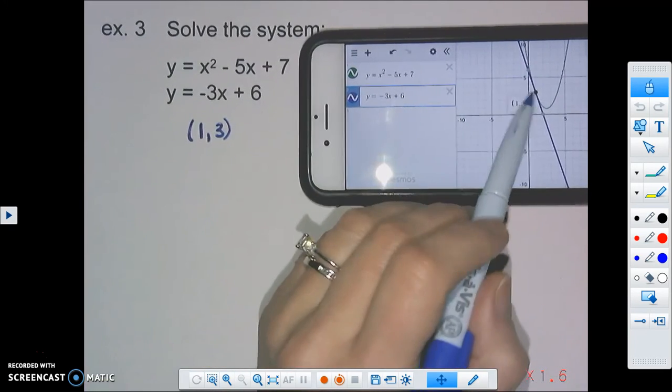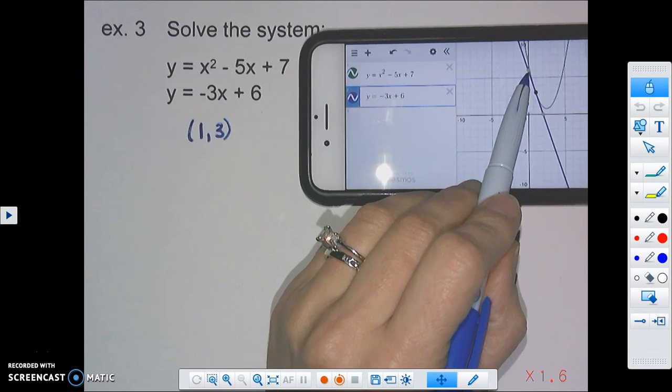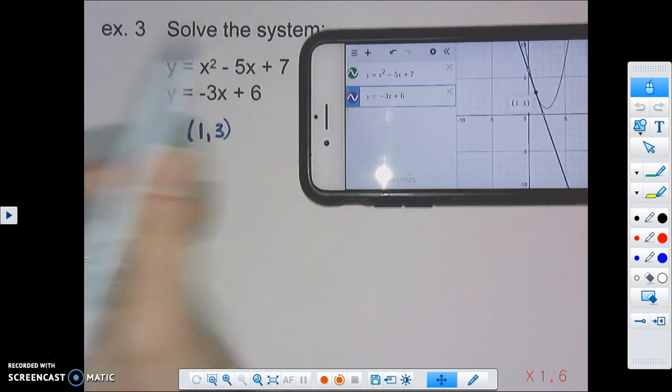So this dot up here is our y-intercept and our x-intercept for those linear equations. So there is no other place where they cross. And that's it.